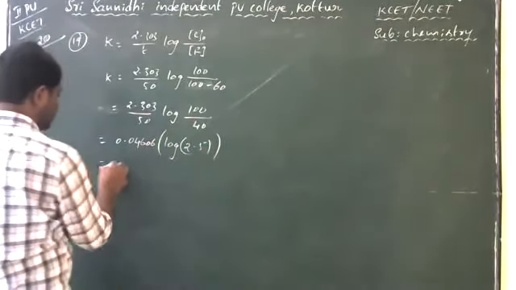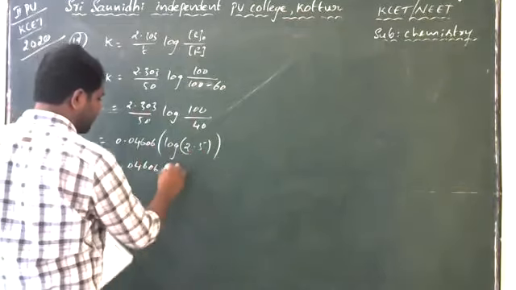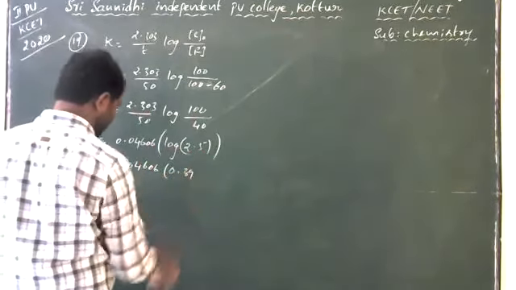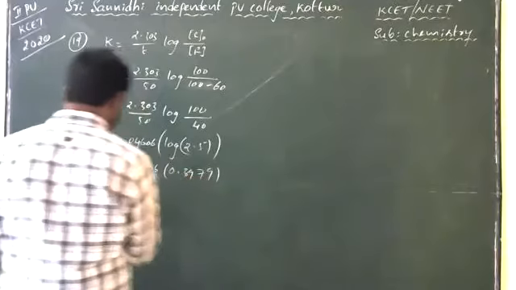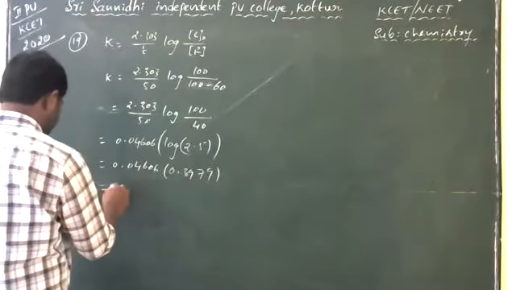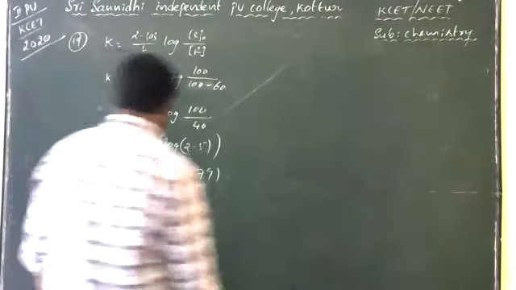Then 0.04606 times log 2.5, which is 0.3979. When you multiply this, the K value you get is 0.0183. So you got the K value.